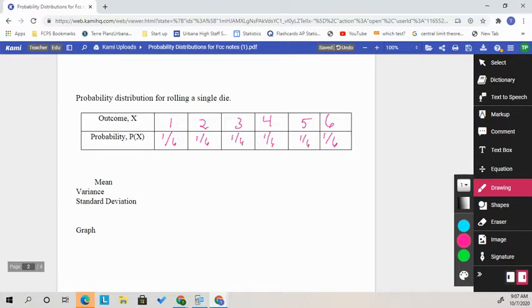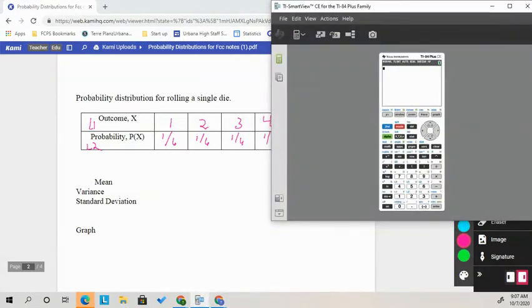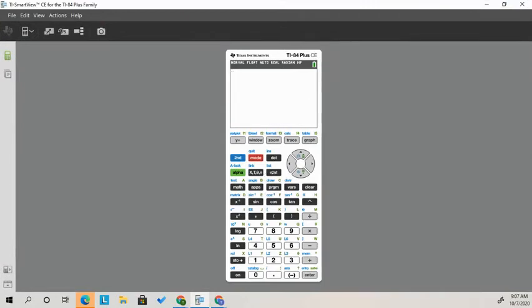To do that, we're going to put them in our graphing calculator. So you're going to get your graphing calculator out. The outcomes are going to go in list 1, and the probabilities are going to go in list 2. So let me pull up my calculator here, and I'll make it bigger so you can see.